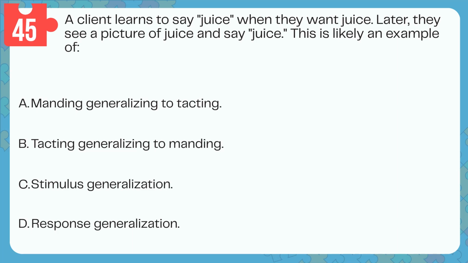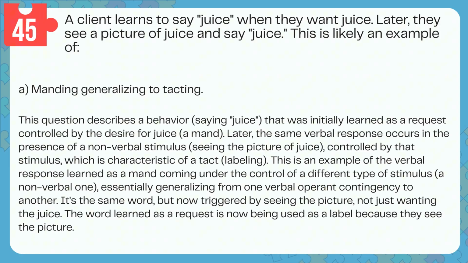Question 45. A client learns to say juice when they want juice. Later, they see a picture of juice and say juice. This is likely an example of A. Manding generalizing to tacting. B. Tacting generalizing to manding. C. Stimulus generalization. D. Response generalization. Answer: A. Manding generalizing to tacting.